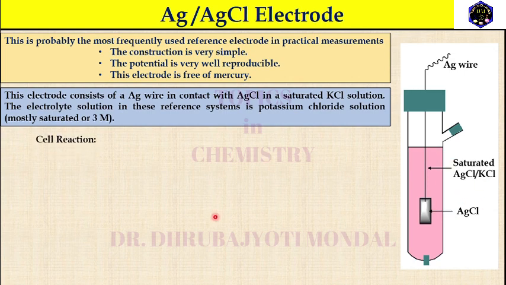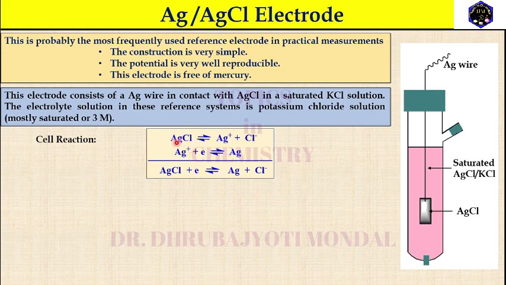Now you have to know what the cell reaction is. Here you know that AgCl is a sparingly soluble salt. So AgCl is in equilibrium with Ag+ and Cl-. Ag+ takes an electron and converts to Ag. So this is the overall reaction: AgCl plus electron converts to Ag plus Cl-.